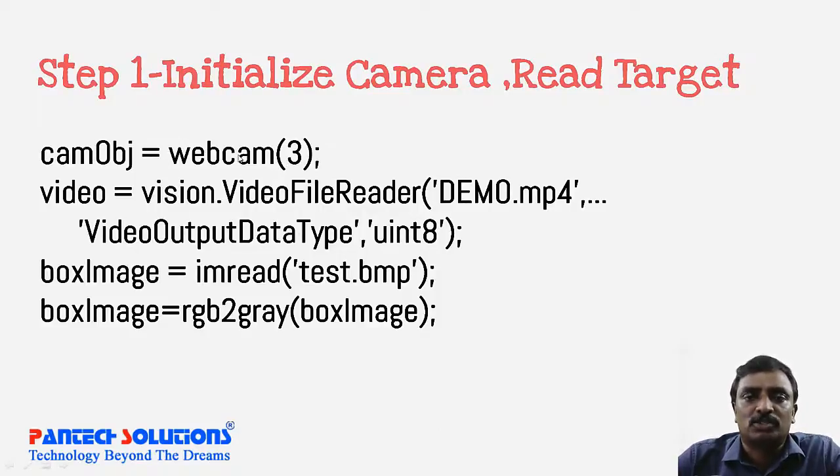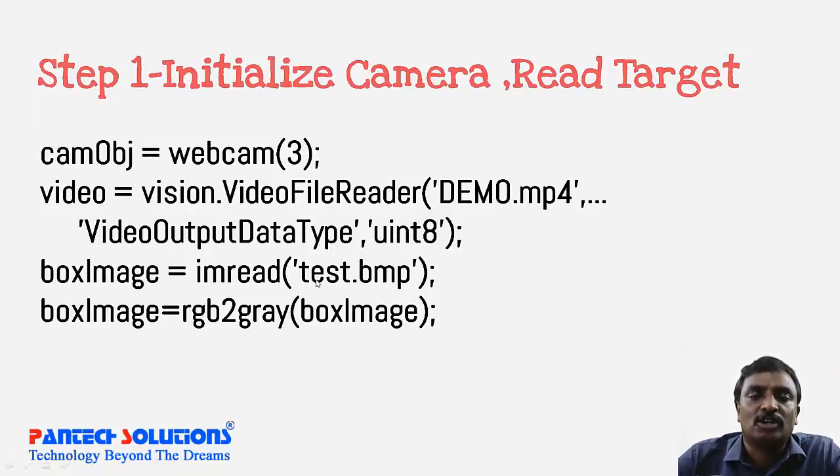First you have to initialize the webcam, and the second line of code is to read the video file. I have used vision.VideoFileReader. There is another option called VideoReader. You could use VideoReader or vision.VideoFileReader, and I have used vision.VideoFileReader. Demo.mp4 is the file which I'm going to read, and the output data type is unsigned integer 8 format. It's an RGB format: red, green and blue.